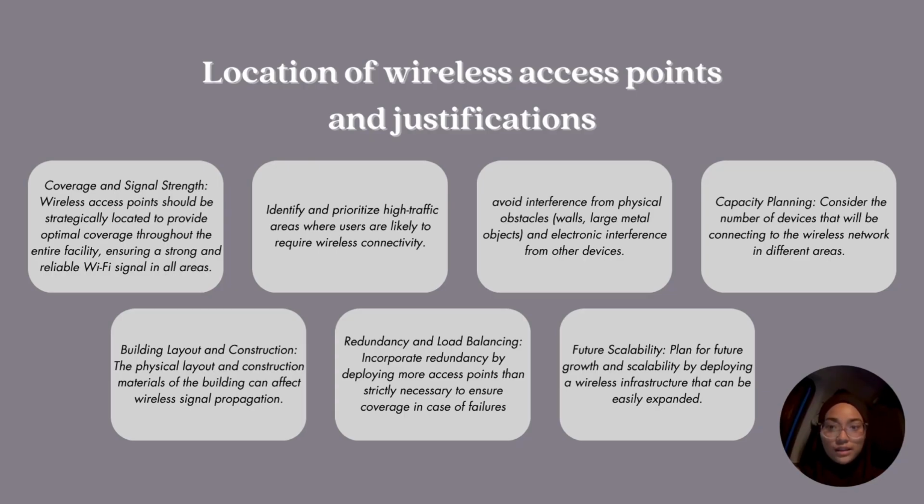Okay, for the next part, location of wireless access points and their justifications. Coverage and signal strength. Wireless access points should be strategically located to provide optimal coverage throughout the entire facility, ensuring a strong and reliable Wi-Fi signal in all areas. This may involve a combination of placing access points in central locations and near areas with high user density.